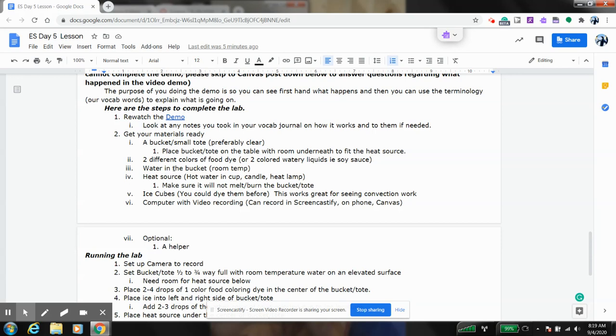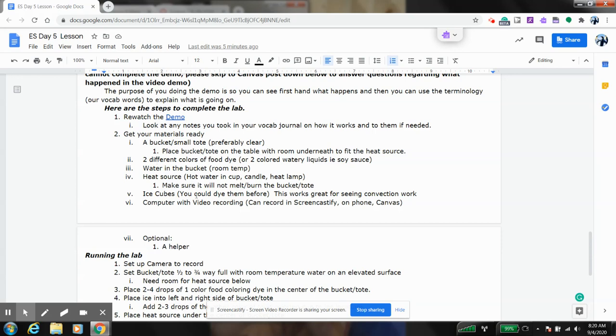2 different colors of food dye. You need to have room temperature water in the bucket about halfway to 3/4 of the way up. You need to have a heat source. Heat source can be anything from a candle, a heat lamp, to something as simple as boiling water in a cup. Okay. Again, make sure it will not melt or burn the bucket, because a melted bucket with water in it causes leakage.